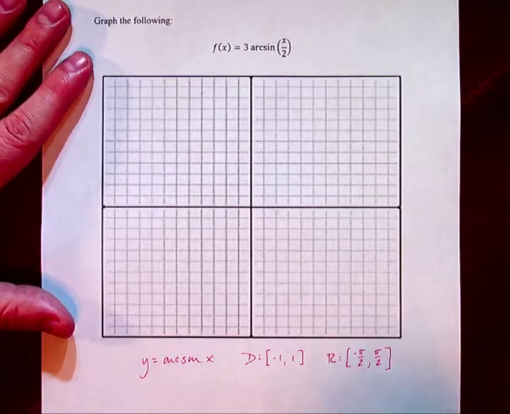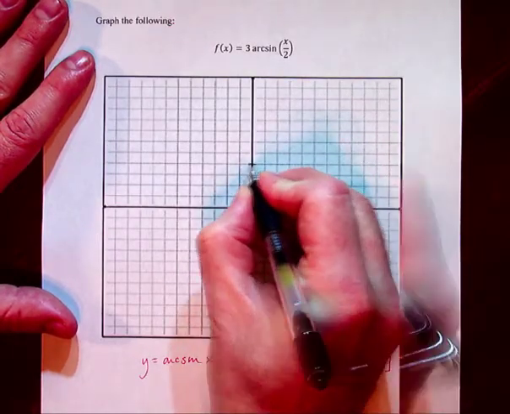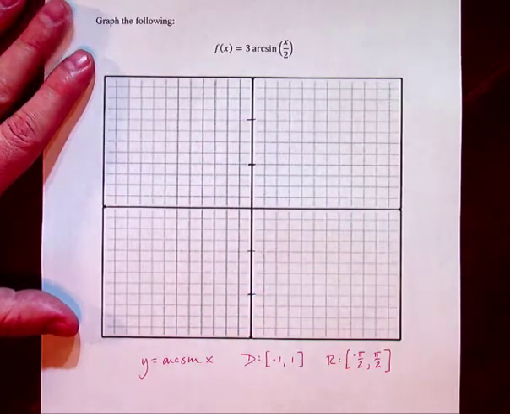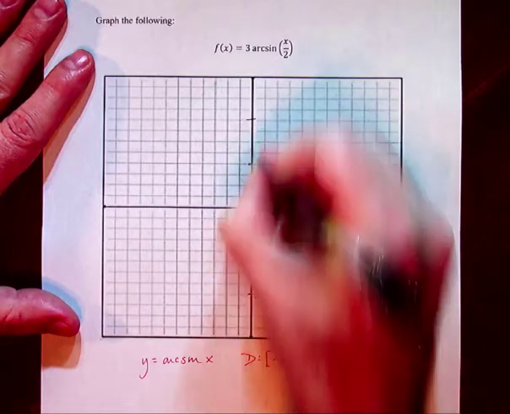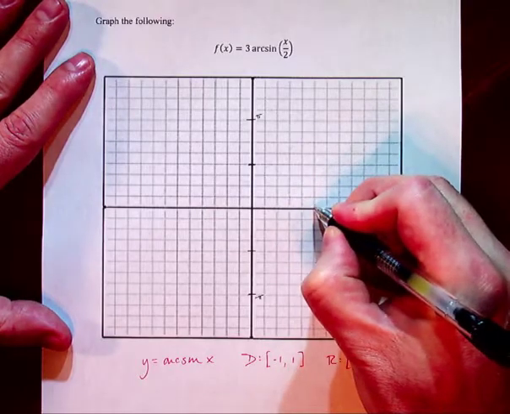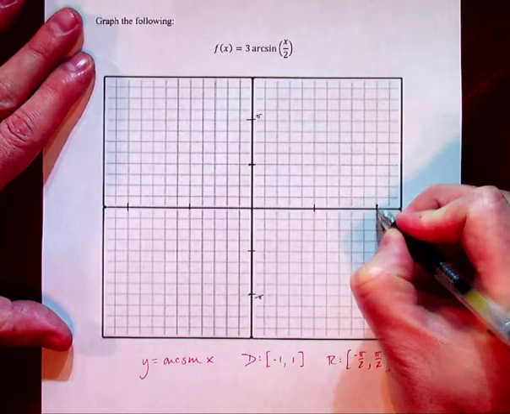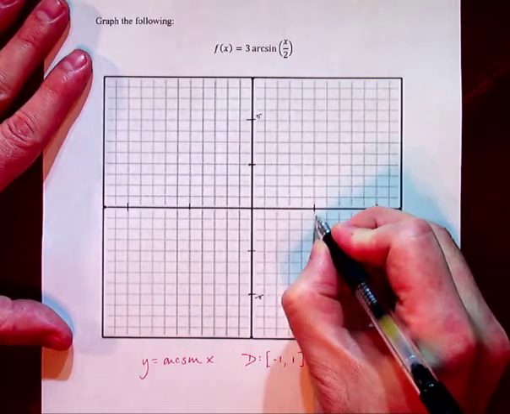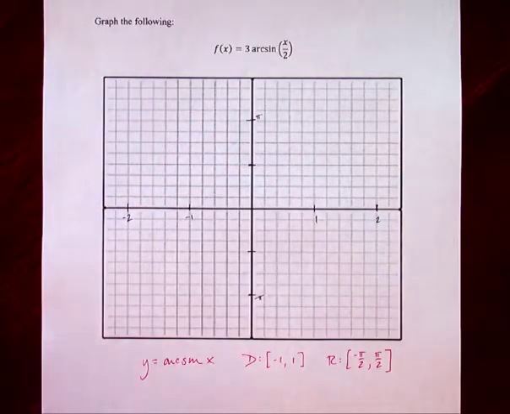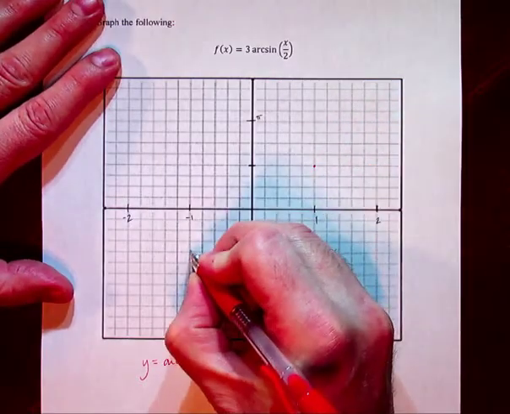Now, let's go ahead and let's do this as negative pi, this as pi, and of course we have to scale the x, the inputs, according to integer values. And so our arcsine should look something like this.